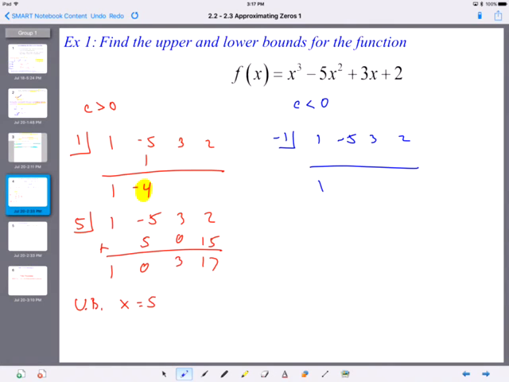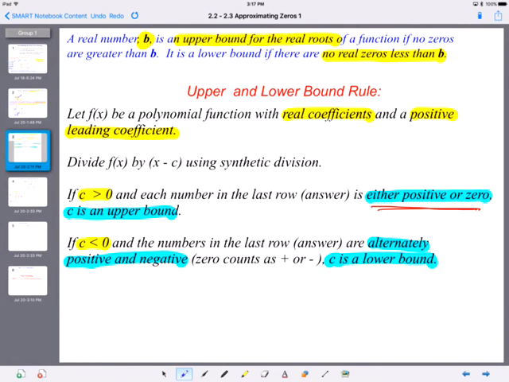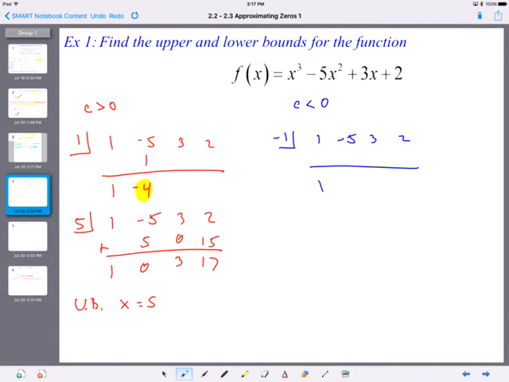And this one, just to go back to make sure, we're looking for alternating positive and negative. So the first one is positive because the leading coefficient has to be positive. 1 times negative 1 is negative 1. Add those up, you get negative 6. So far, so good. Negative 1 times 6 is positive 6. Add them up, you get 9. Positive, negative, positive. So far, so good. Negative 1 times 9 is negative 9. You get negative 7. So positive, negative, positive, negative. That's alternating signs, which is what you need. So we actually found the lower bound to be x equals negative 1.